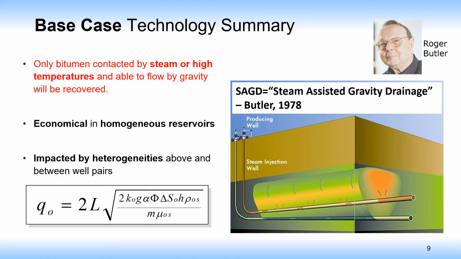And as SAGD is a base case technology, let's just summarize that only bitumen contacted by steam or high temperatures and able to flow by gravity will be recovered. There are some enhanced techniques out there that can lower that mobilization temperature to some degree. And we know that it's an economical process in a homogeneous reservoir. As the heterogeneities get worse and worse, we want to try to understand that.